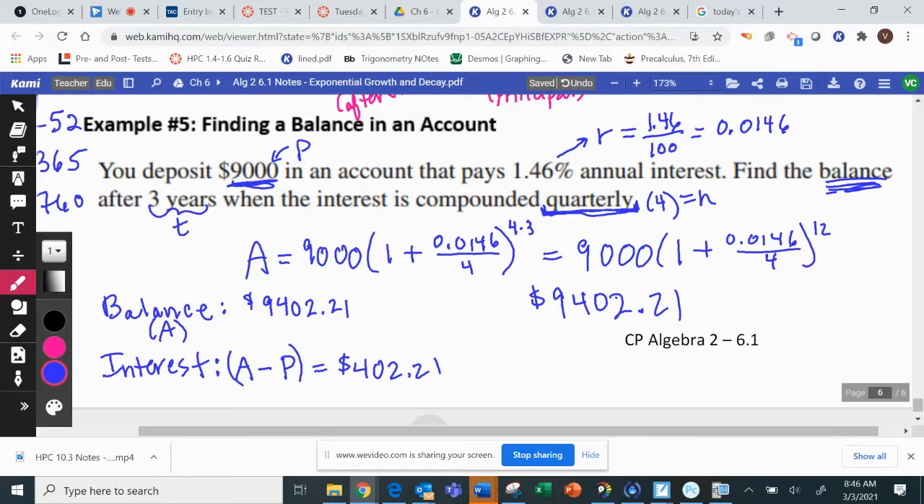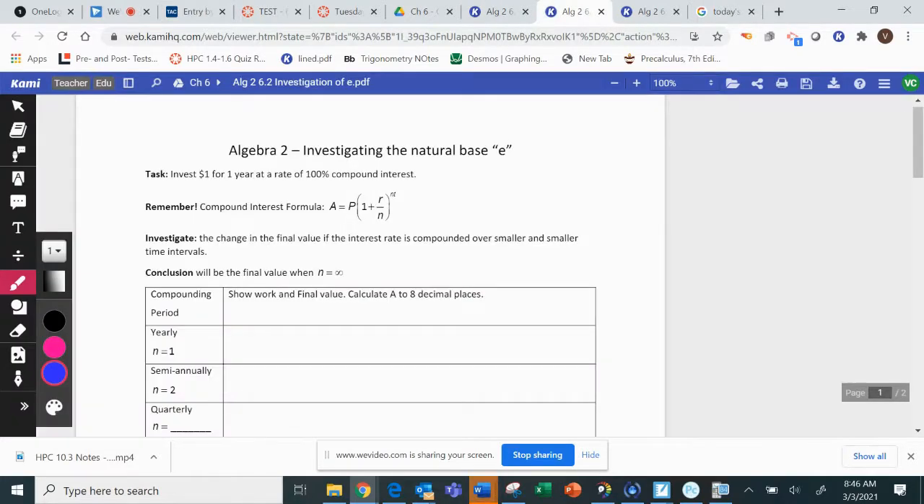Okay, we're going to do one more thing before we take our break. And if you haven't downloaded it yet, it is on today's module. It is called Investigating the Natural Base E.